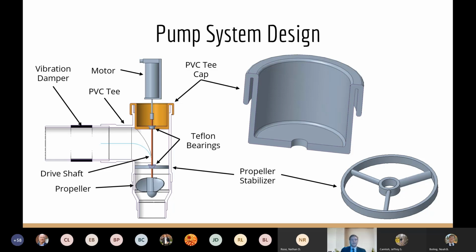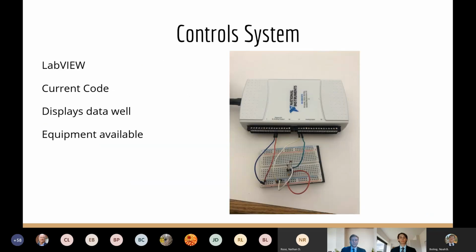Now I will pass off the presentation to Evan Reese, who will be talking about the motor as well as some information pertaining to the control systems.